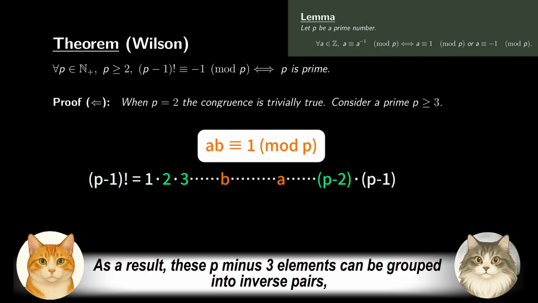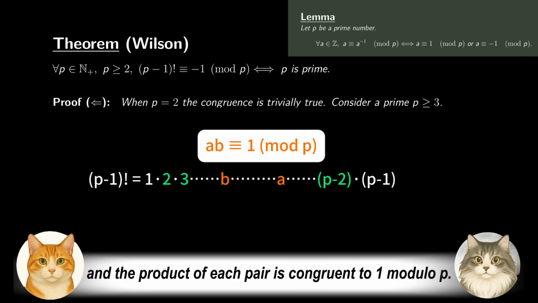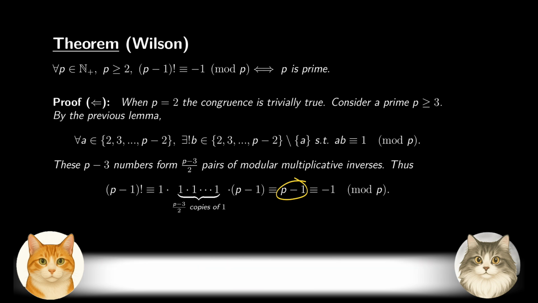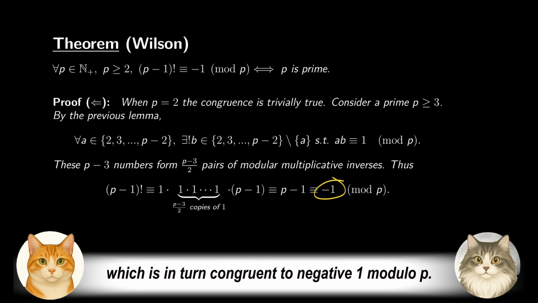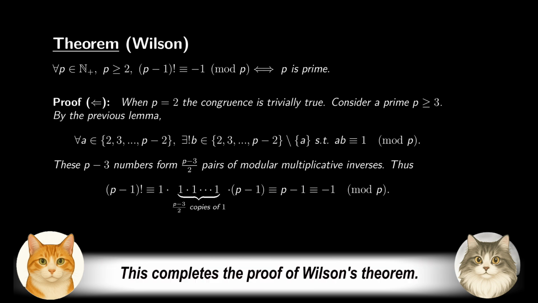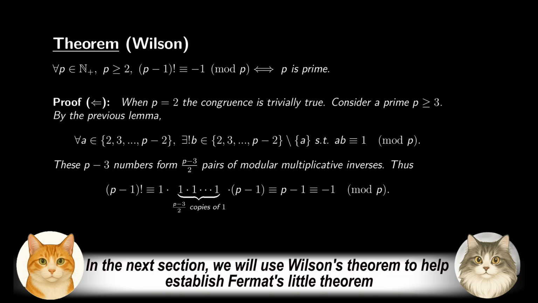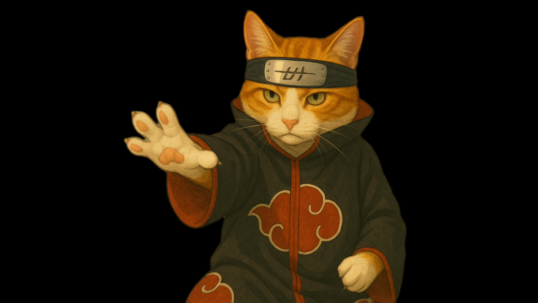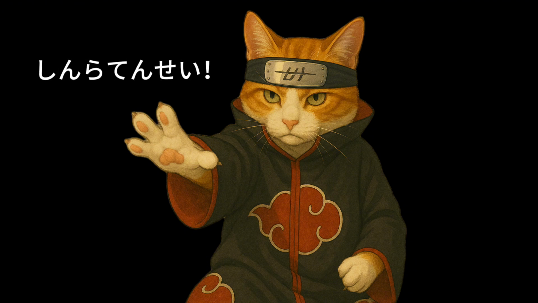As a result, these p minus 3 elements can be grouped into inverse pairs, and the product of each pair is congruent to 1 modulo p. It follows that the factorial of p minus 1 is congruent to p minus 1 itself, which is in turn congruent to negative 1 modulo p. This completes the proof of Wilson's theorem. In the next section, we will use Wilson's theorem to help establish Fermat's little theorem using a combinatorial argument.